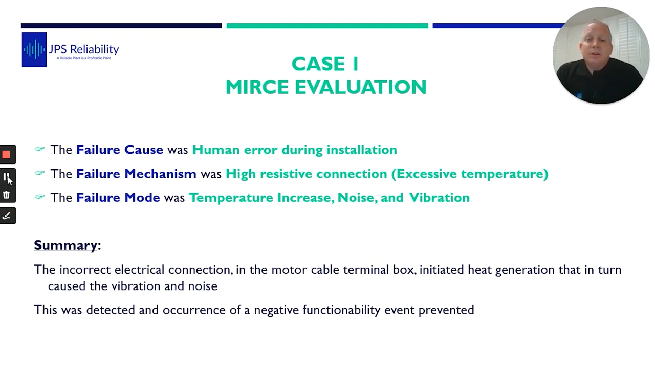So the summary is an incorrect electrical connection, human error, in the motor cable terminal box initiated heat generation that in turn caused vibration and noise and the motor to run really badly. Now, this was detected and the occurrence of a negative functional event was prevented. That means it didn't stop mid-production and cause a big backlog. It wasn't a negative event.